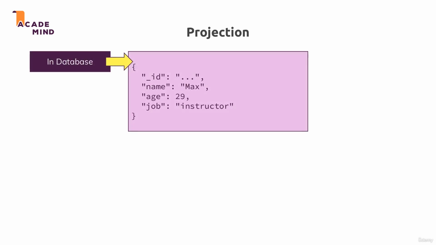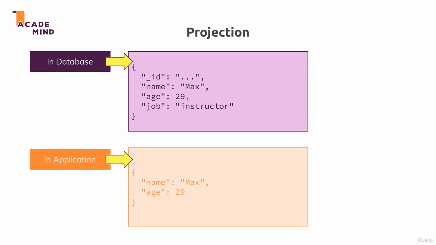Now, what is projection? Imagine you have this kind of data in your database. Some information about a person, in this case me, with name, age, job, and that ID. Now imagine in your application you don't need all that data. Maybe you just need the name and age for a given page on your website.